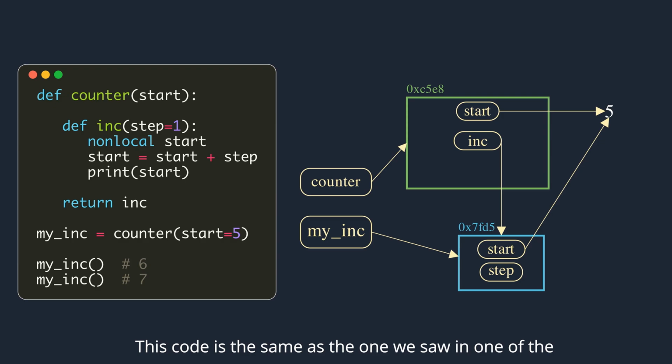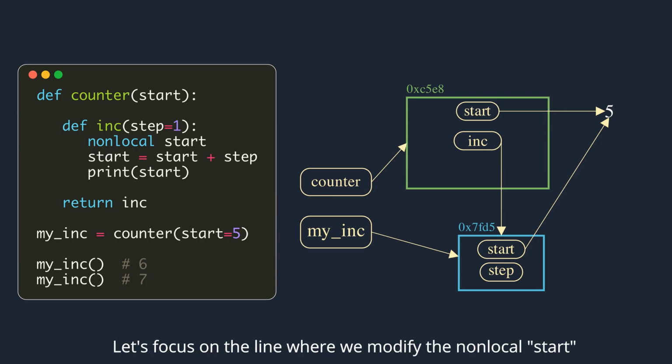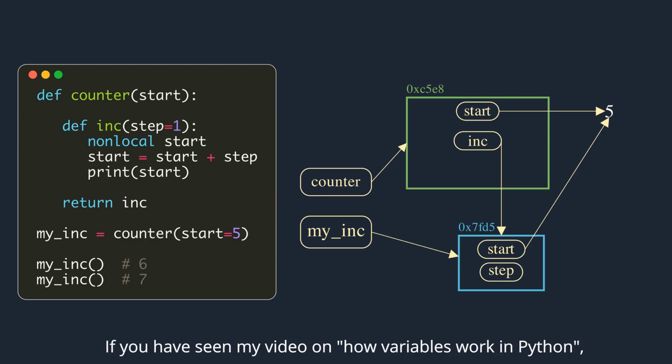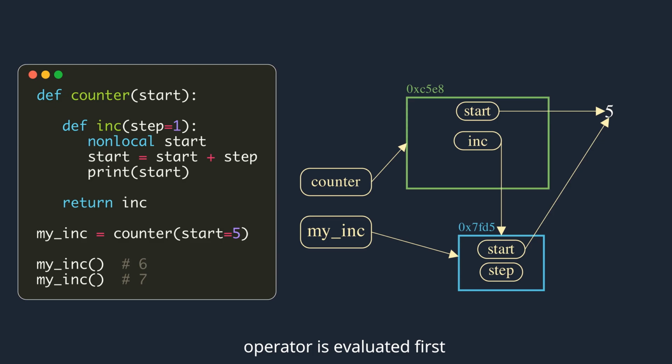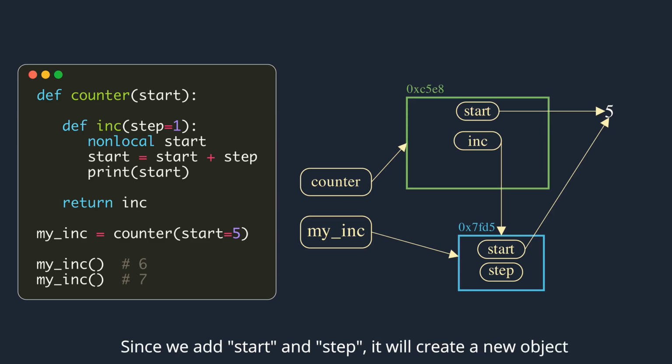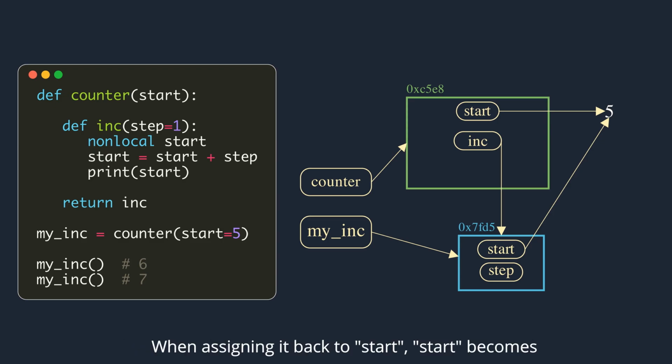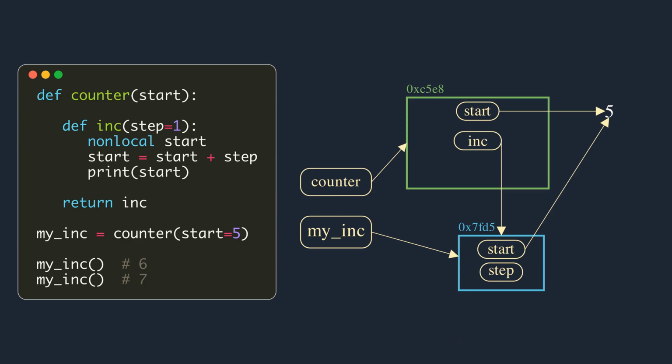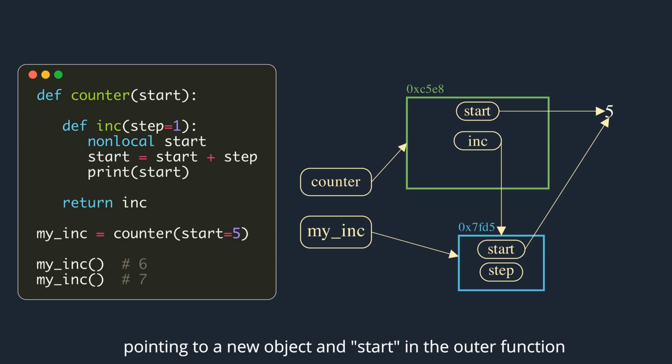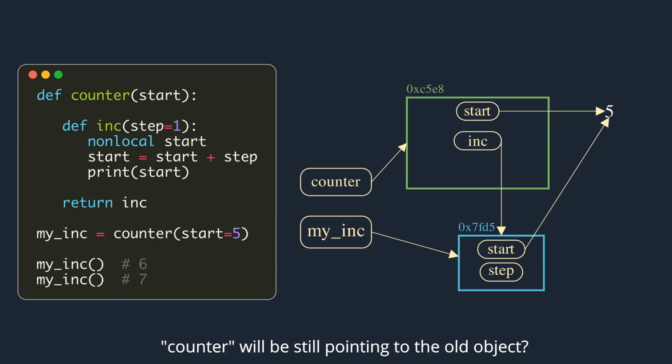This code is the same as the one we saw in one of the previous examples. Let's focus on the line where we modify the non-local start variable from within the inner increment function. If you have seen my video on how variables work in Python, I was mentioning the right-hand side of the assignment operator is evaluated first. Since we had start and step, it will create a new object. Assigning it back to start becomes a reference to this new object. Doesn't that mean start in the inner function will be pointing to a new object and start in the outer function counter will be still pointing to the old object?